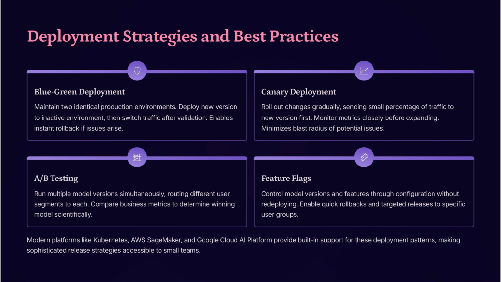Blue-green deployment involves maintaining two identical environments, allowing instant rollback by switching traffic after validation. Canary deployment gradually rolls out changes, minimizing risk by monitoring metrics. A/B testing compares model versions scientifically. Feature flags enable configuration-based control without redeployment. Platforms like Kubernetes and Amazon Web Services SageMaker support these strategies, enhancing release management for small teams.